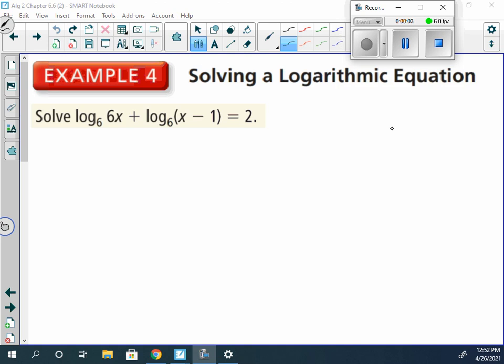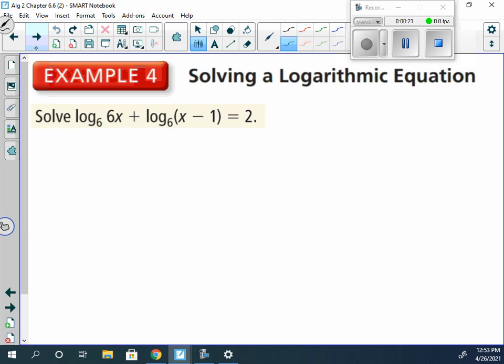So this is where we stopped Thursday. We got to this, not this problem, but this problem Thursday. And this is where we stopped. We solved this one here using some of the properties of logarithms. So we're going to look at this one here.